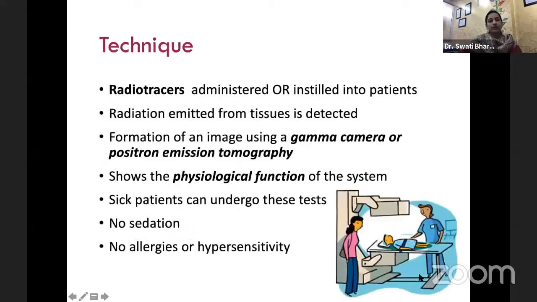So radiotracers are radio-labeled molecules which are injected intravenously, and then the radiation emitted from these radiotracers is detected by a gamma camera while the patient is simply lying under the camera, and the images formed are used to give information. It shows the physiological function of the system as well, and the advantage is even sick patients can undergo these tests. Sedation is not required, and there are no allergies or hypersensitivity to the radiotracer. So virtually there are no contraindications to performing these tests.